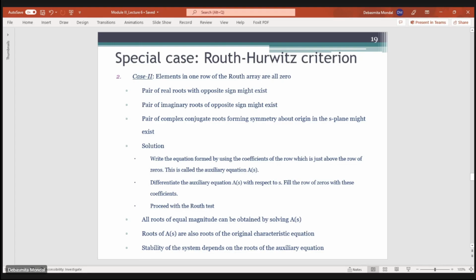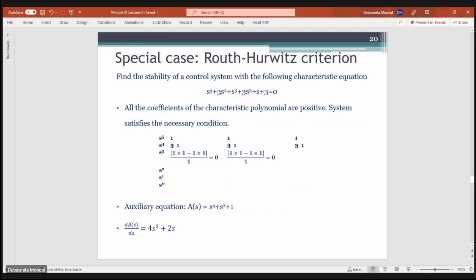Now, we have already said that there will be a pair of roots of equal magnitude, either real, imaginary or complex conjugate. All the roots of equal magnitude can be obtained if you solve this auxiliary equation. These roots are also roots of the original characteristic equation. So the stability of the system basically depends on the roots of this auxiliary equation.